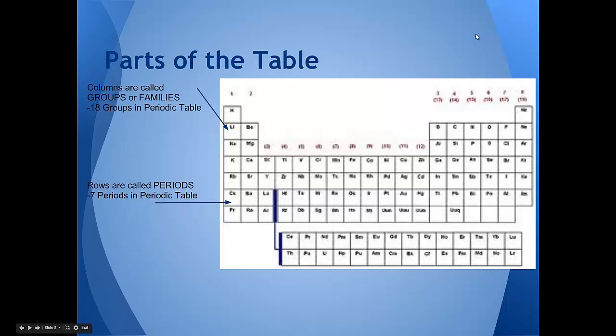Okay, so here we have the periodic table. And we have some different parts of the table. All columns are called groups, or sometimes families. There are 18 groups in the periodic table, and we focus on these main parts up here. It's kind of like the 48 continental United States, and down here is Alaska and Hawaii. We focus on these parts up here, and there are 18 groups. Rows of the periodic table are called periods, and there are 7 of those in the periodic table.